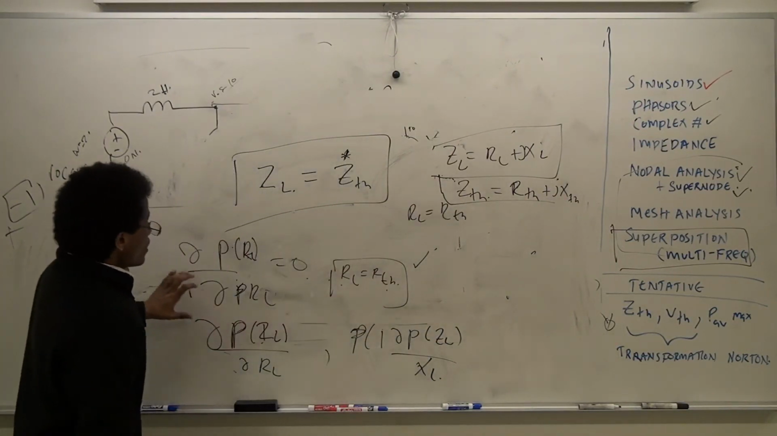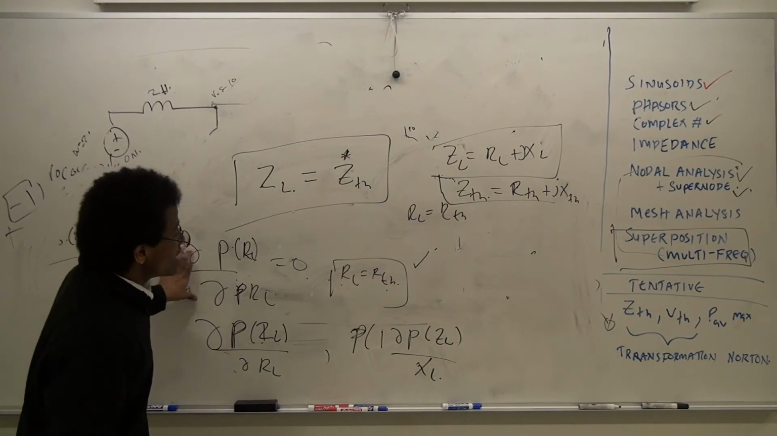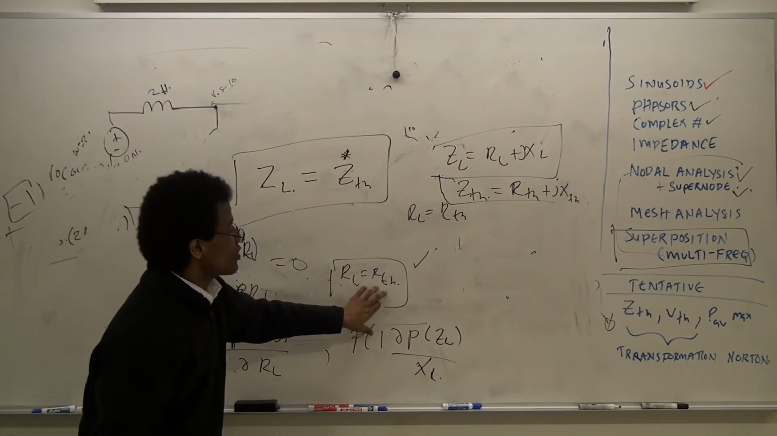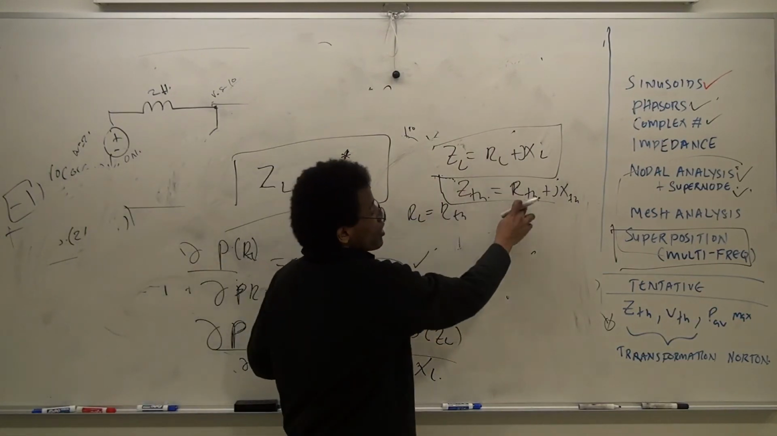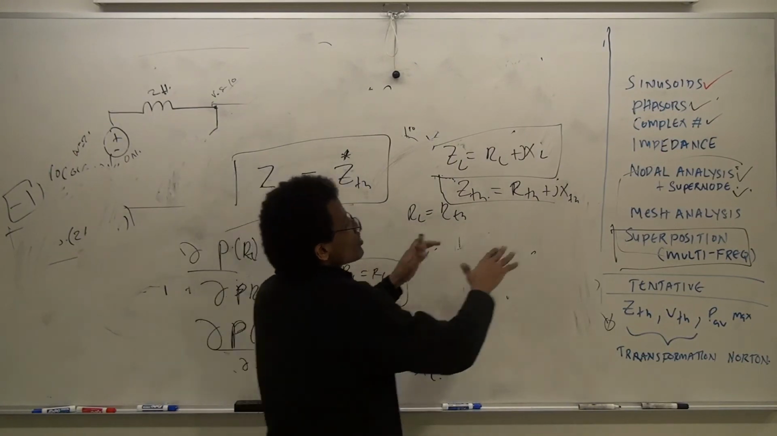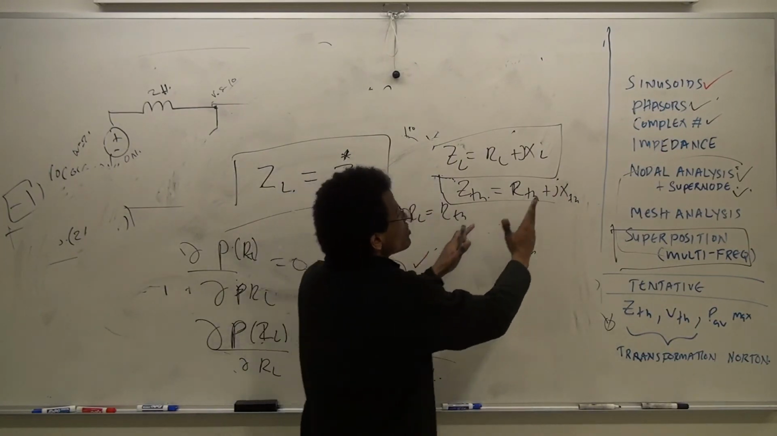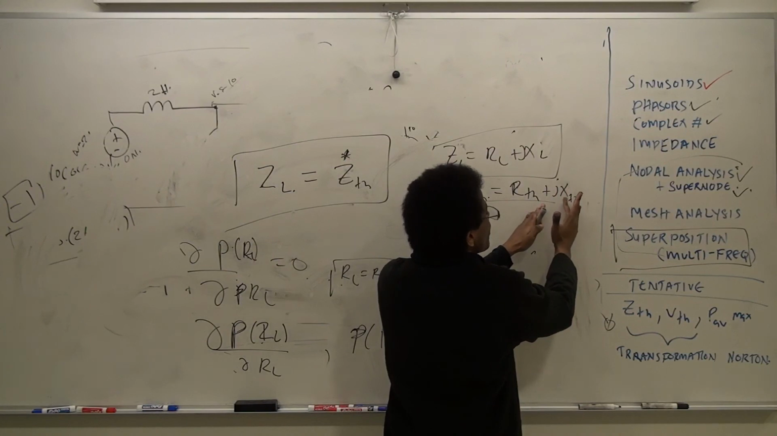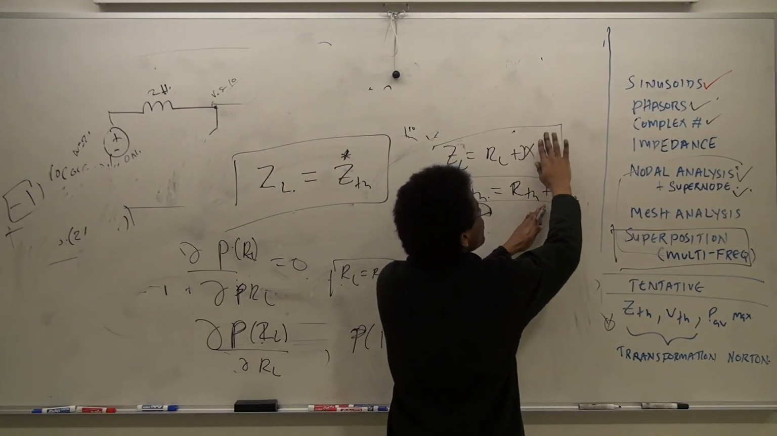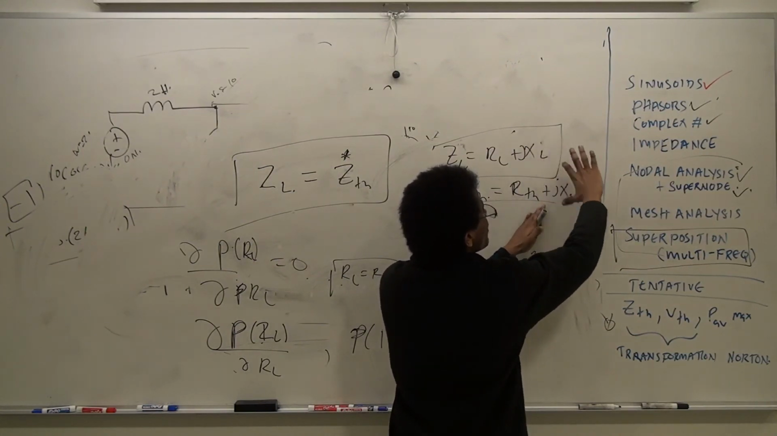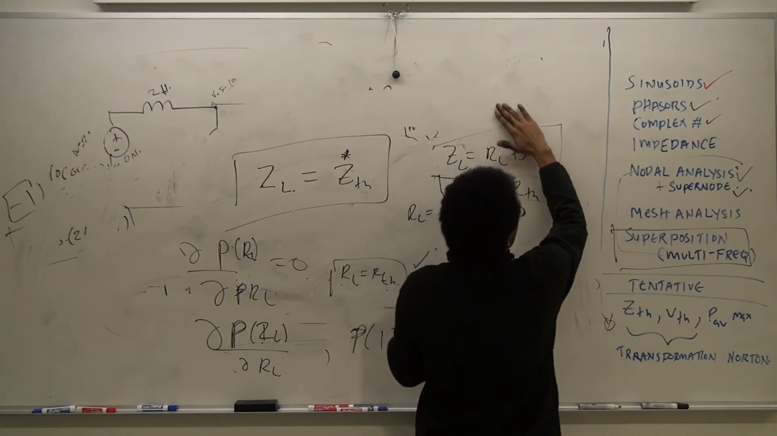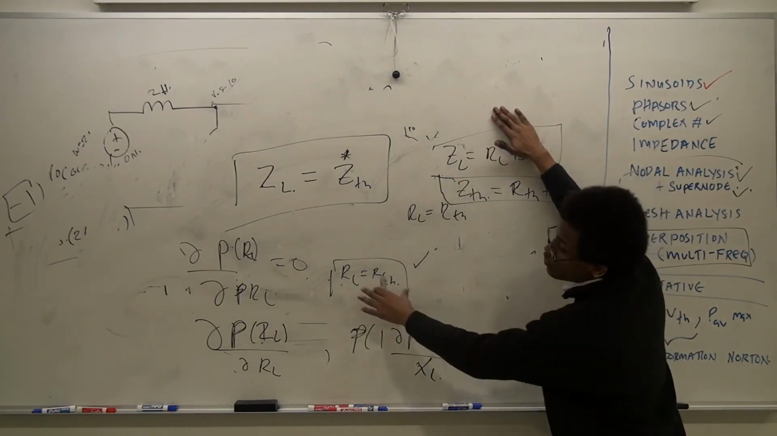Now, in the DC case, we found RL equal to R Thevenin. Fine. And in fact, this had to hold, because if our XL and our X Thevenin were all 0, then it would be this special case, which would be the DC case. That's why it has to hold.